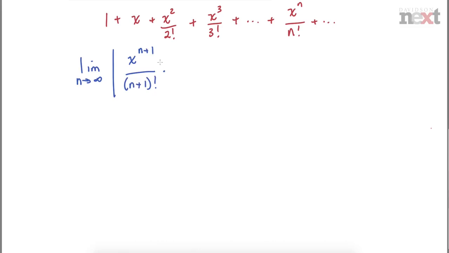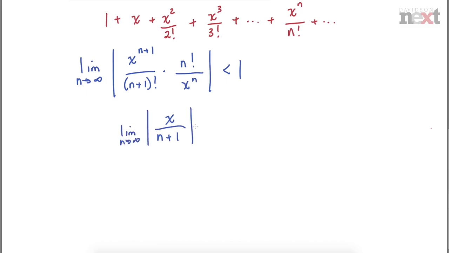Usually we get these messy fractions, so I simply immediately multiply by the reciprocal of that nth term, which would be n factorial over x to the n, and we need that ratio to be less than 1 in order to guarantee convergence. Simplifying the x terms, x to the n plus 1 over x to the n simplifies to just x. N factorial over n plus 1 factorial simplifies to n plus 1. And we need to look at that limit as n goes to infinity.